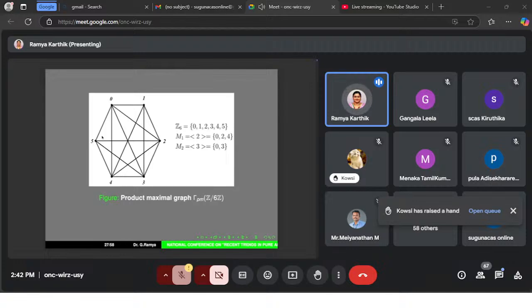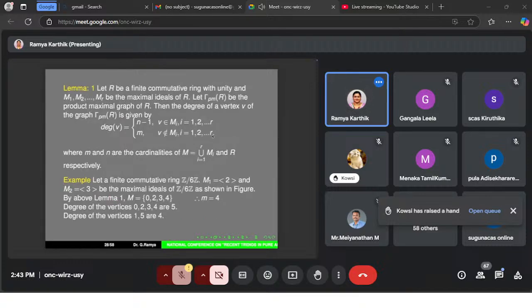First, you have to consider that there are two types of vertex sets here. One set of vertices belongs to the maximal ideal, and the other set does not belong to the maximal ideal. Here, 0, 2, 3 and 4 belong to the maximal ideal, and the remaining 1 and 5 do not belong to the maximal ideal. So it forms two different sets, right? First, you have to consider a vertex that belongs to the maximal ideal.